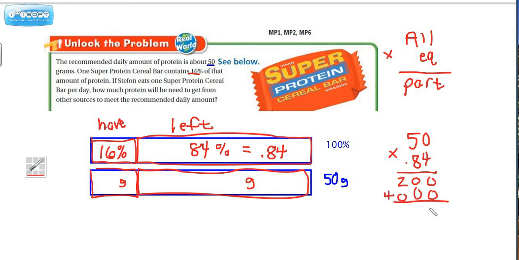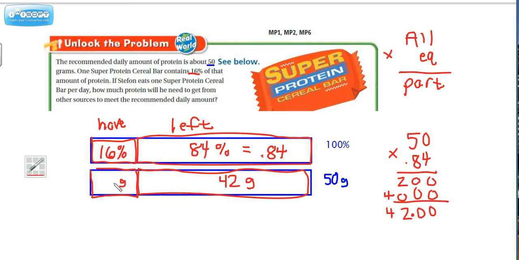And let's add everything up. Here we get the 0, the 2, and the 4. And we have to remember to go over 1, 2 with our decimal, and go over 1, 2 with our decimal. So that means the decimal is going to go right here. So what are we looking at? We're looking at 42 grams that he has left to get to meet his daily requirements.